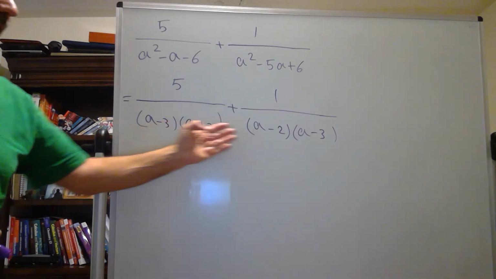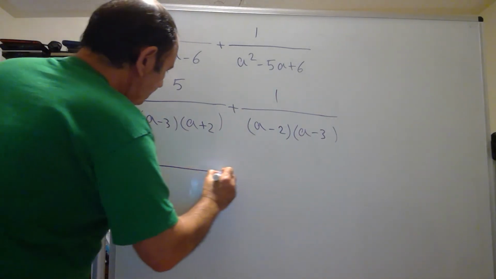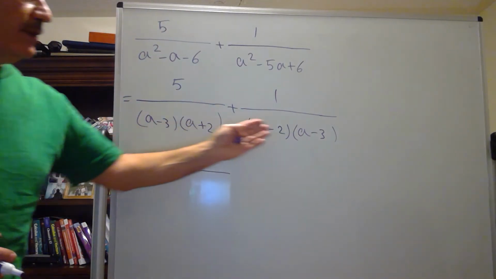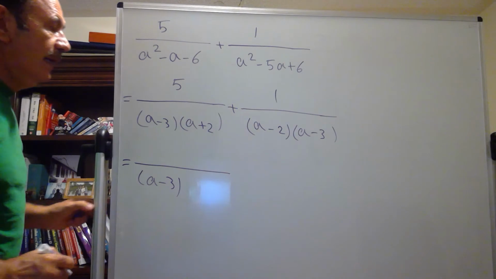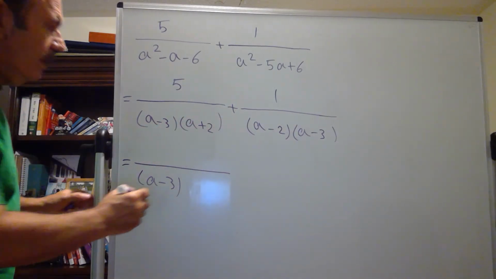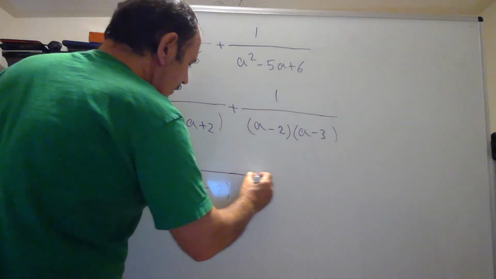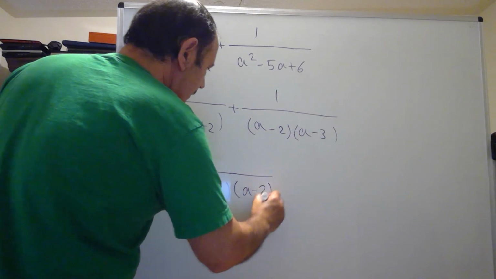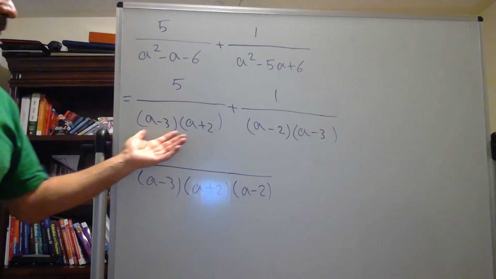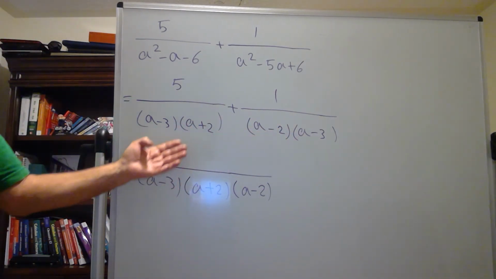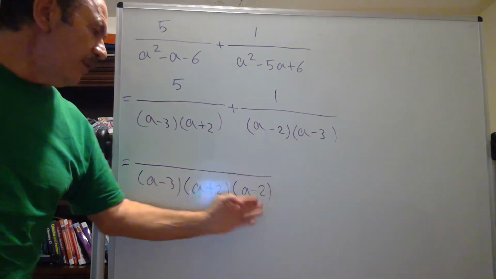Now, find the LCM between these two. What is the LCM? A minus 3 is common. So, a minus 3. A plus 2 is uncommon. Pick up a plus 2. And a minus 2 again is uncommon. Okay, the LCM is the common and uncommon factors with the greatest exponent. A minus 3 is common between these two. A plus 2 is uncommon, and the greatest exponent for all of them is 1. And a minus 2 is uncommon.